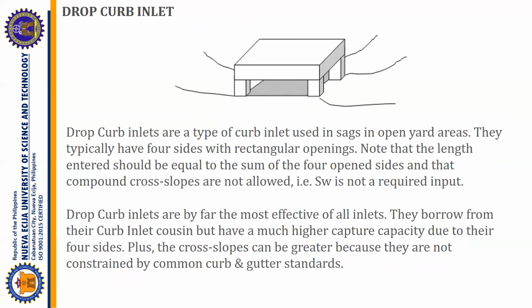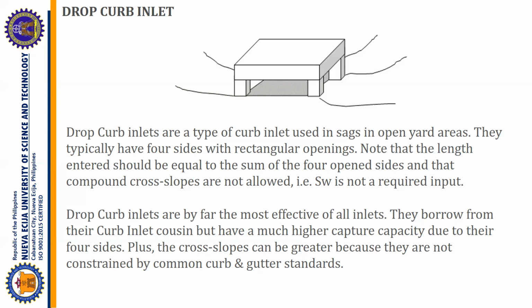So for the last type of inlet is called drop curb inlet. So yung etong drop curb inlet natin, makikita natin siya dito, para ito yung from the word drop. Makikita natin siya dito na triangle tapos having many sides, diba, of inlet. So ito yung drop curb inlet. Drop curb inlets are the type of curb inlet used in sags in open yard areas. So, ito yung mga open area na ginagamitan natin.